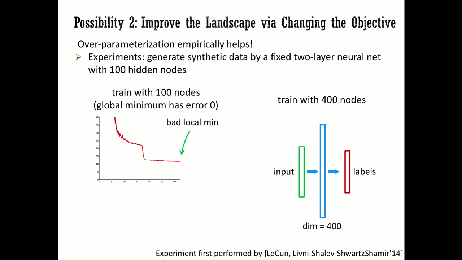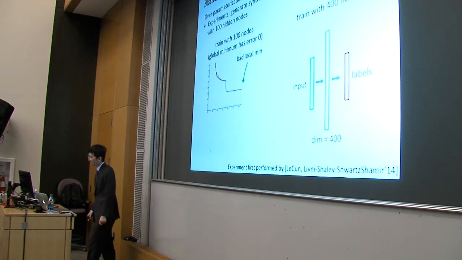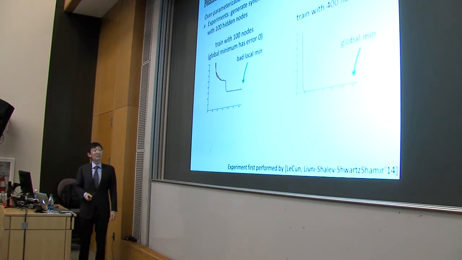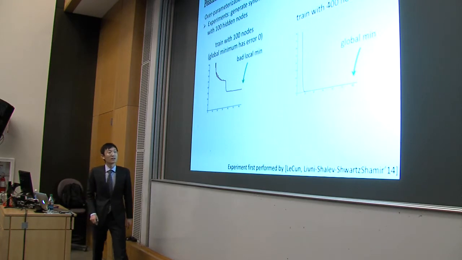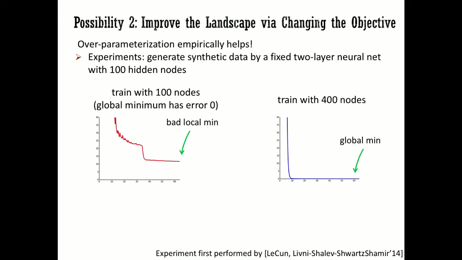So we have the same input dimension and output dimension. The only thing we change is that we increase the size of the middle layer. And now, if you train it using stochastic descent, you see that the error suddenly drops to 0 very quickly. And we know this is a global minimum because the error cannot go below 0. And if you see error 0, then that means it's a global minimum. So this suggests that over-parameterization makes the objective functions easier to optimize.